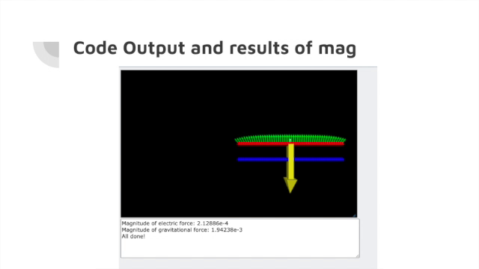So now we'll look at the output of the code. The green arrows show the net electric fields for each point charge, and looking at the output we can see it gives us the magnitude of both the electric and gravitational force.